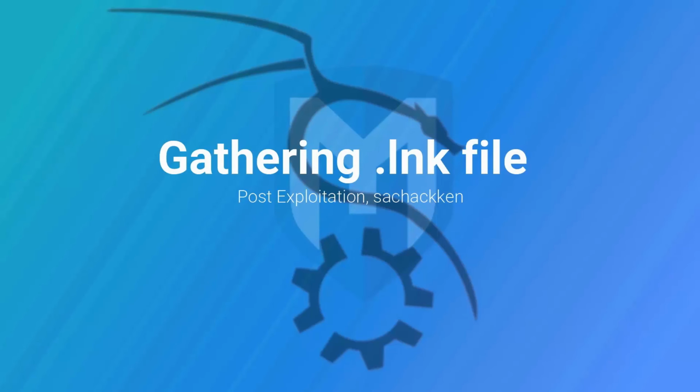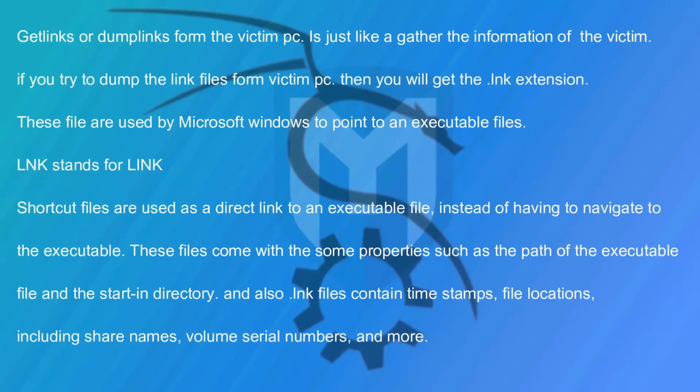In this video, you are going to learn how to get the links present on the victim PC. Getting links or dumping links from the victim PC is just like gathering the information of a victim. If you are trying to dump the link files from the victim PC, then you will get .lnk extension files. These files are used by Microsoft Windows to point to executable files. LNK stands for link, and the shortcut files are used as a direct link to an executable file instead of having to navigate to the executable.